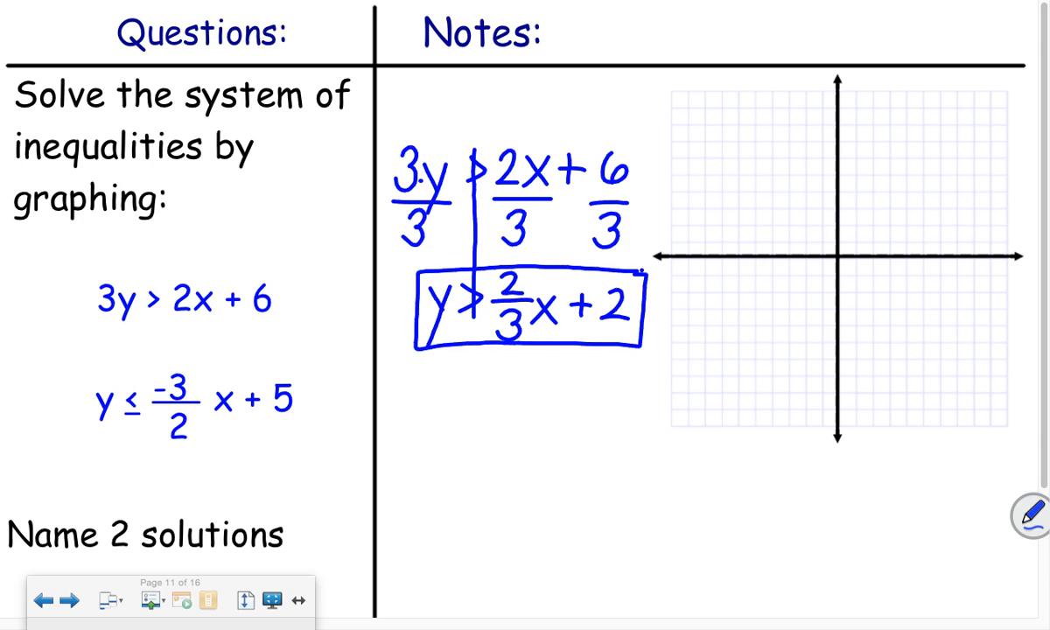So my y-intercept is 2, so put your first point there on your y-axis. And then your slope is 2/3. So rise 2, run 3, rise 2, run 3. All right, and then this is greater than, so greater than is a dashed line. And then greater than, you also shade above. So I'll put my circles above.